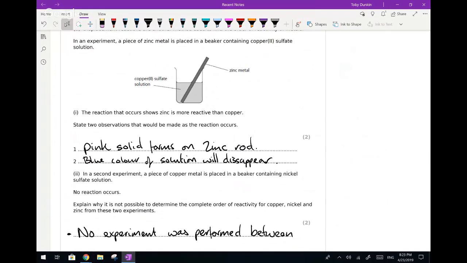State what you would see. A pink solid forms on the zinc rod. That is copper metal. And the blue solution will not disappear. Wrong word. I've just lost that mark. Will turn colorless.